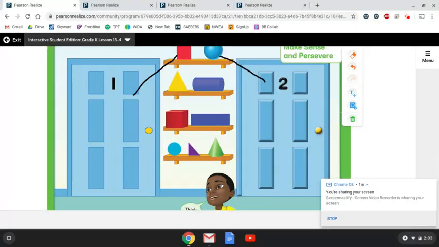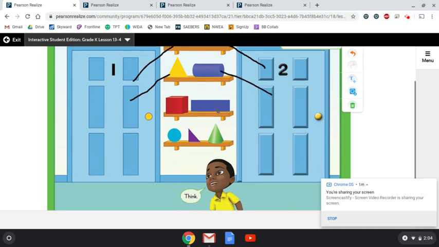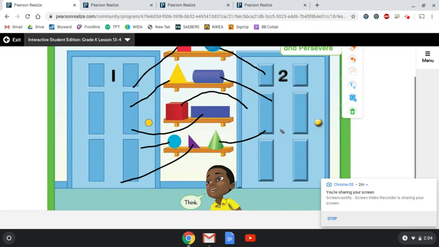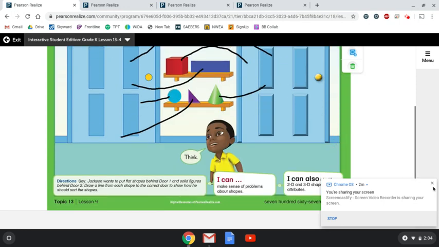All right, you should have done your lines to the doors. The triangle would go to door number 1 because it's a 2D shape. The cylinder goes to door number 2 because it's a 3D shape. The cube is a 3D shape, so we need to bring it here to door number 2. The rectangle is a 2D shape, so it goes to door number 1. The circle goes here, the triangle goes here, and the cone is a 3D shape. All right, did you get them right? All right, let's keep going.